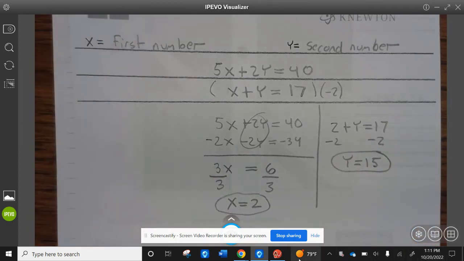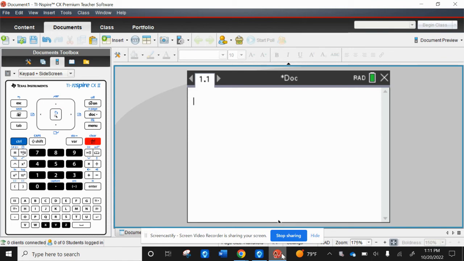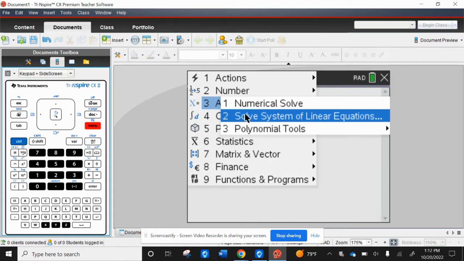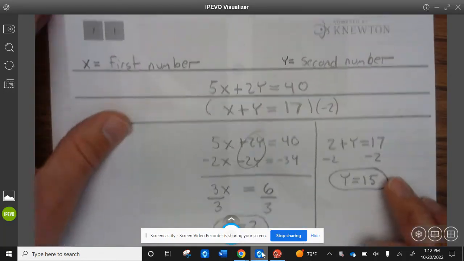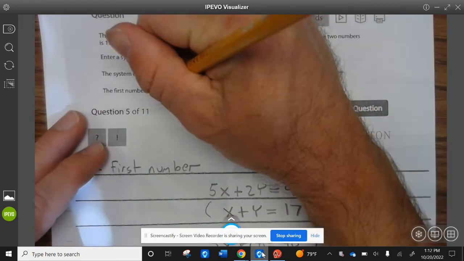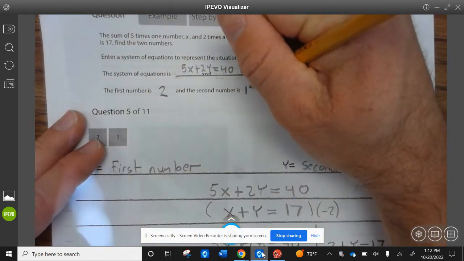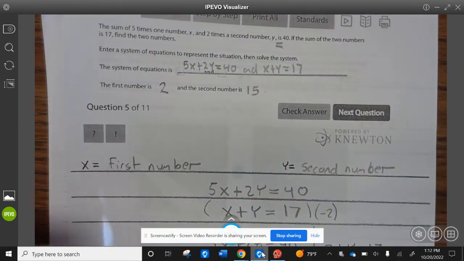Okay, let's check our work. So Menu, Algebra, Solve System, using x and y. So 5x plus 2y equals 40. And then x plus y equals 17. That checks, so we are correct. All right, so the first number is 2, and the second number is 15. All right, let's take a look at the next example.